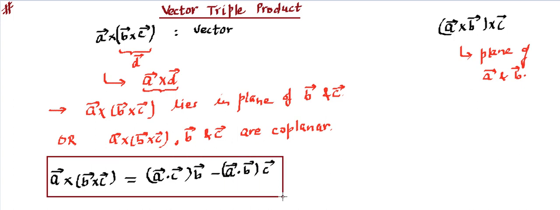To verify it, what we need to do is assume this A vector as A1 i cap plus A2 j cap plus A3 k cap, similarly B and C, and then check what the left hand side is and what the right hand side is. You'll find this will be verified, or this will be true. That means this will be true for all the vectors A, B and C. So using this, we can make our calculations easier.